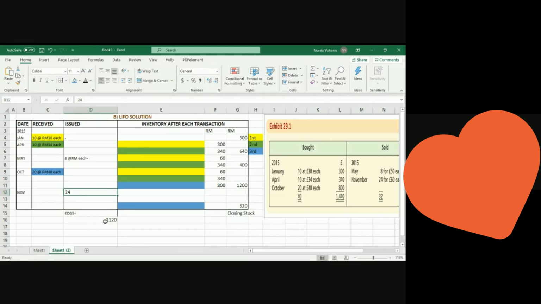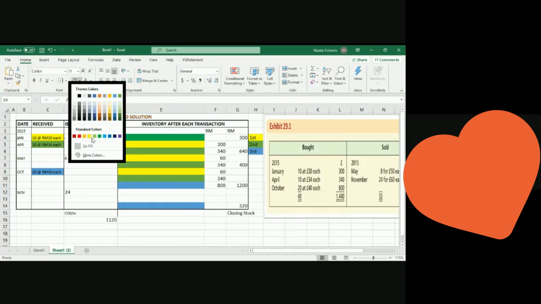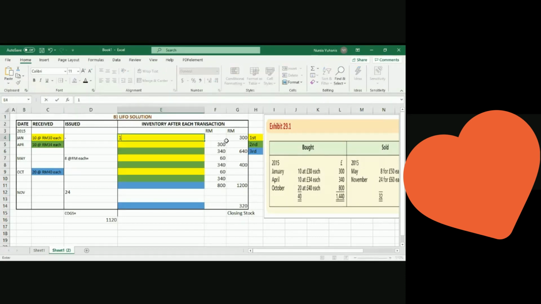Okay, so now let's look at LIFO again. We start again. In January, it's 10 materials at 30 ringgit. So there are no changes here. We just follow, because this is the first transaction. We just multiply like the normal one, so you will have 300.